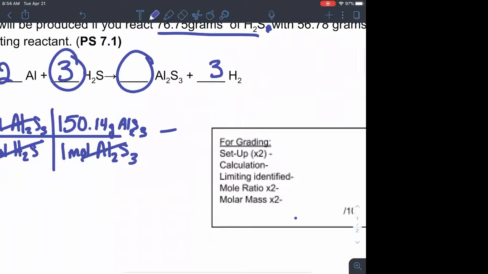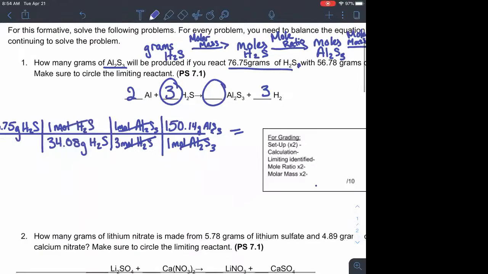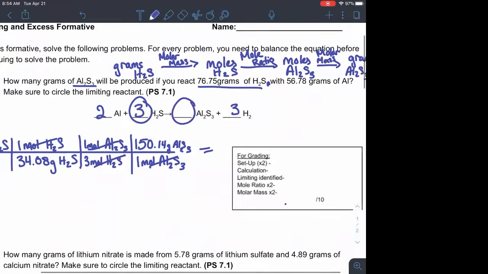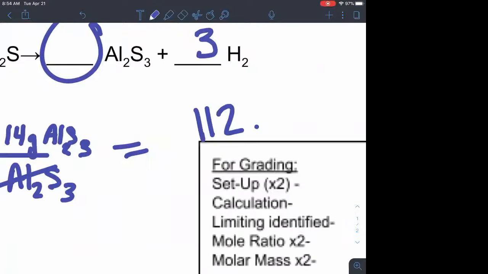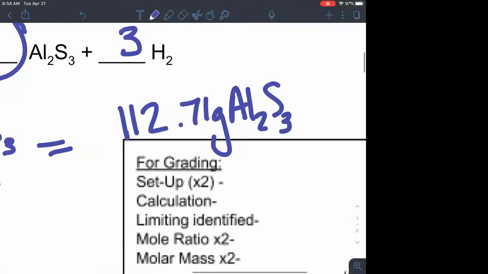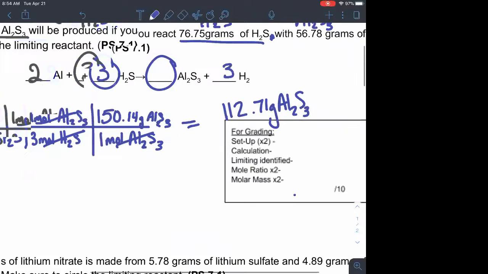Now, when we do this, we're going to multiply everything on top together, multiply everything on bottom together, and then when we divide those two, you should get an answer of 112.71 grams of aluminum sulfide. So that's your first equation. That's your first problem. Now we have to do it again because this is a limiting reactant problem.